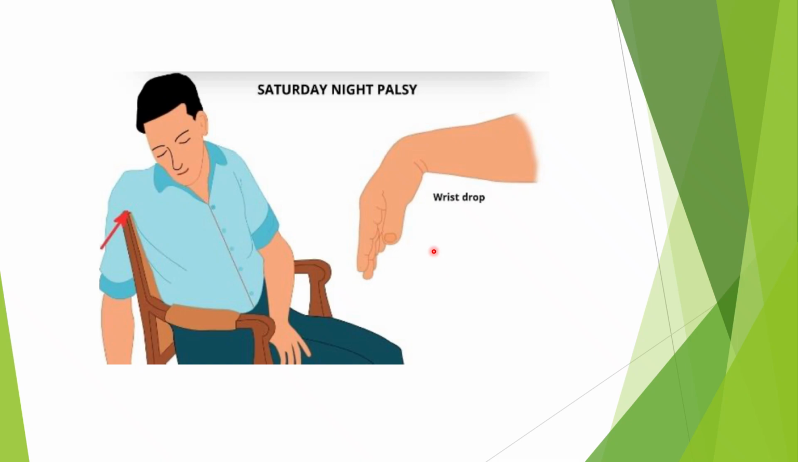This image is indicating the Saturday night palsy. Falling asleep with one's arm hanging over the armrest of the chair can compress the radial nerve, resulting in defective extensors of the forearm, leading to wrist drop. The posterior interosseous nerve which supplies the extensors is damaged and there is unopposed action of the flexors. This results in the wrist drop.